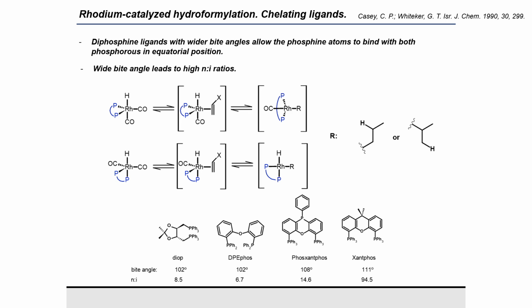If you have both ligands on the di-equatorial position, then that last transition state will kind of squeeze out the R group. This aliphatic chain will favor the linear instead of the branched product due to steric hindrance. If you have instead one phosphine of the ligand in equatorial and the other in axial position, that won't interact that much with the R group. As you can see there, as you increase the bite angle, you will increase the N/I ratio.